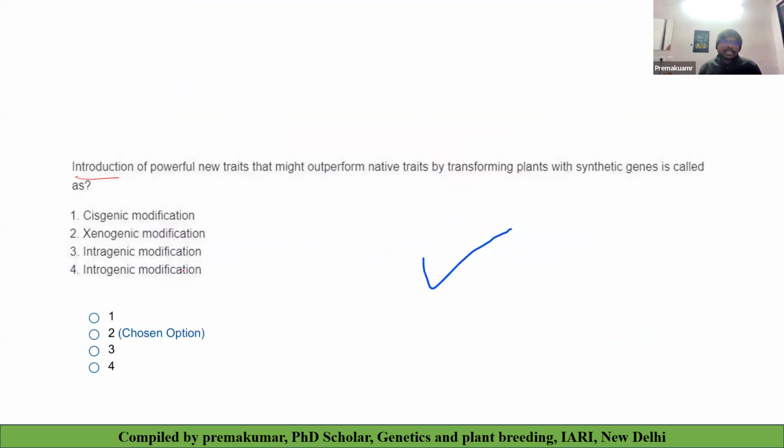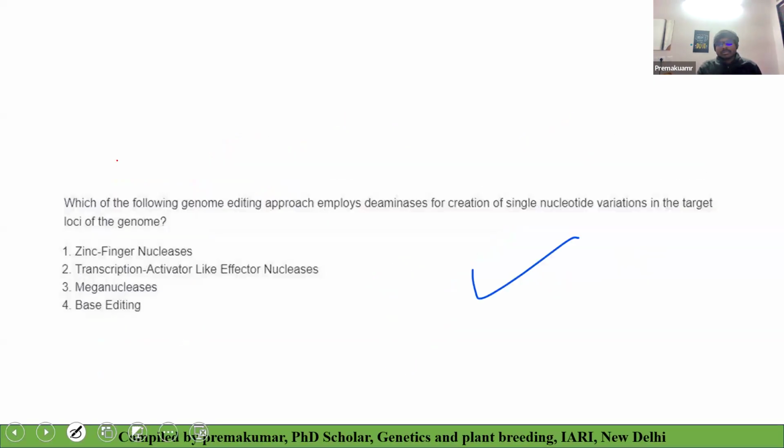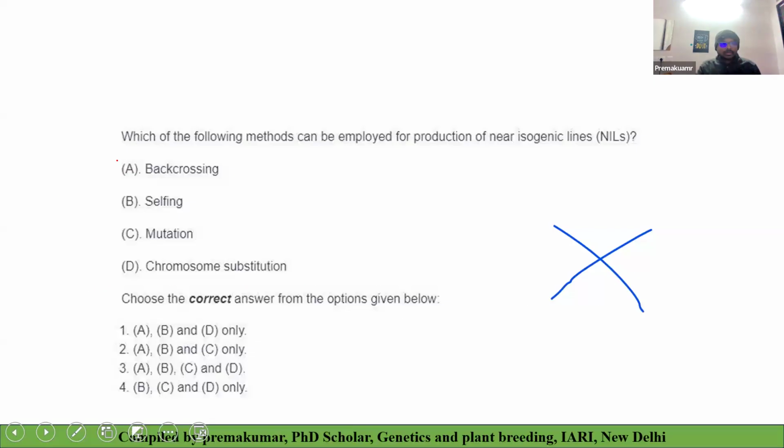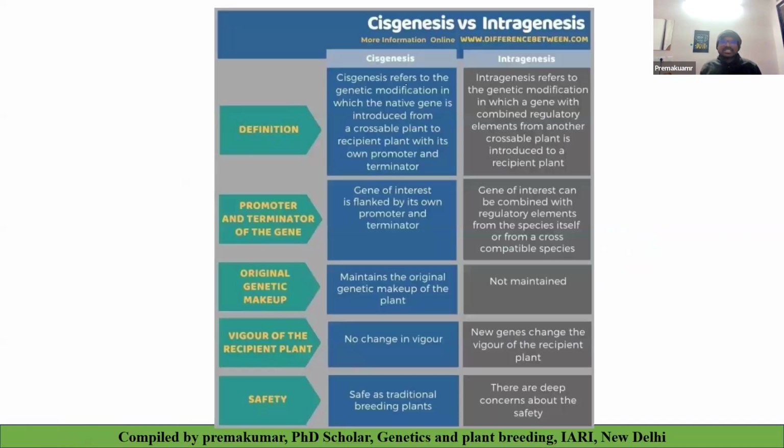Then, introduction of powerful traits that might outperform the native traits by transferring plants to the synthetic gene. It is called, okay, I have not discussed cisgenics, intragenesis and transgenesis. We will discuss that point. First, we will discuss this question and then I will discuss that. What is cisgenesis? Cisgenesis and intragenesis.